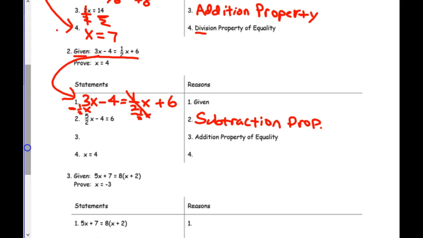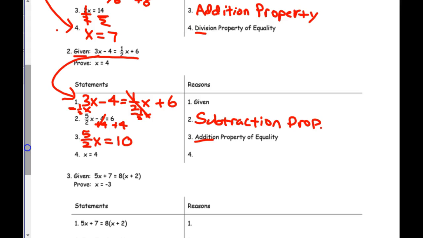Now, step 2 to step 3. So what do I get rid of next over here? The minus 4. How do I get rid of minus 4? Okay, I add 4 to both sides. So 5/2 x equals 6 plus 4, which is 10.